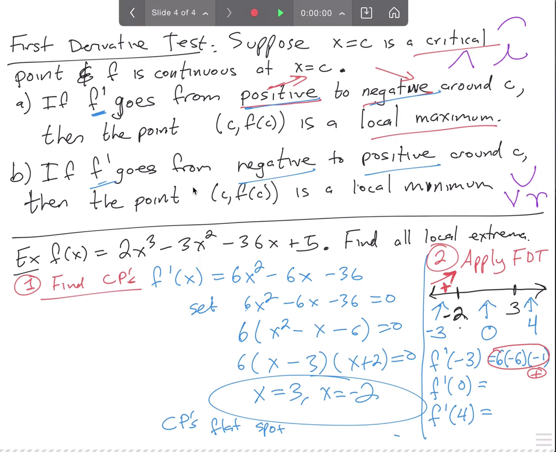Okay, and then if I plug in 0, what do I get? This is going to be a negative number, right? So that means that it's decreasing, right? So what did I just find right there without even going further? So this tells me that there is a local, in this case max, at x equals minus 2.